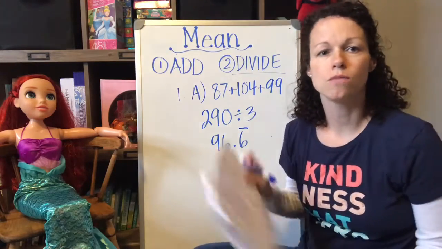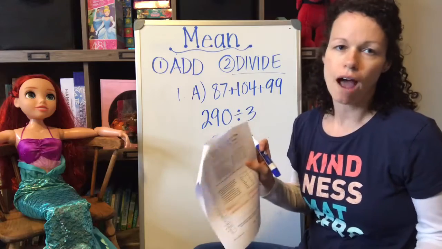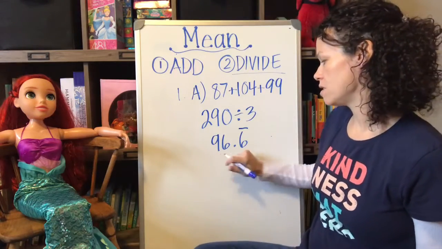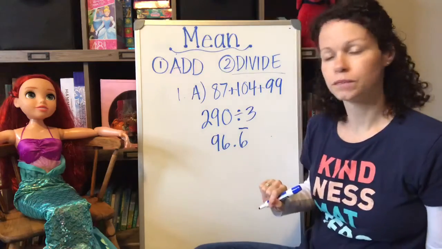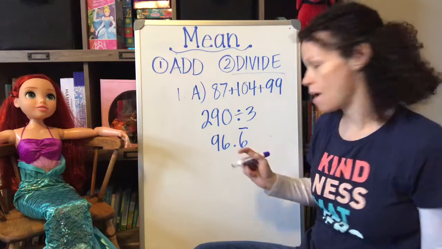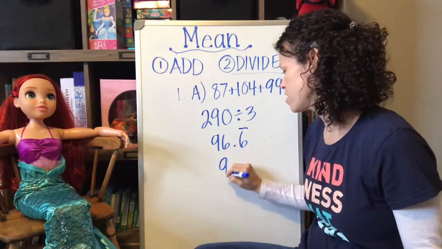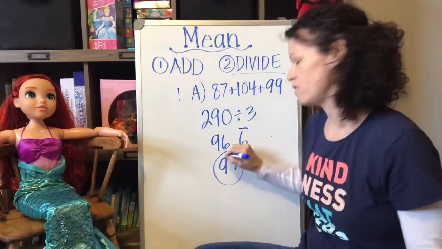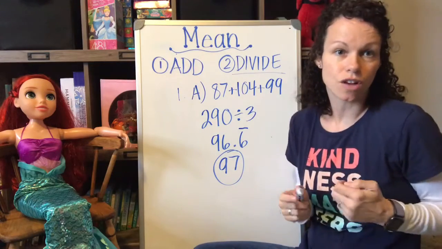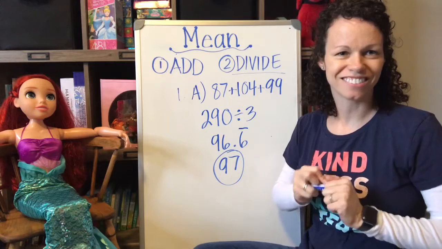But if you remember on the worksheet, the instructions said round to the nearest point. So when I look at this and I want it to the nearest whole number, I'm going to look. Well, I have 0.6, so I'm going to round that 96 up to a 97. So my answer here is 97. So the correct answer for 1A is 97. So you got yourself a free answer for watching the video.